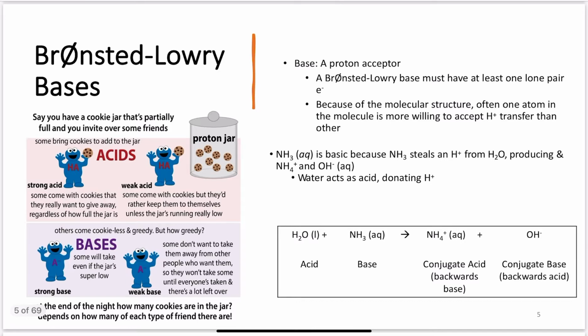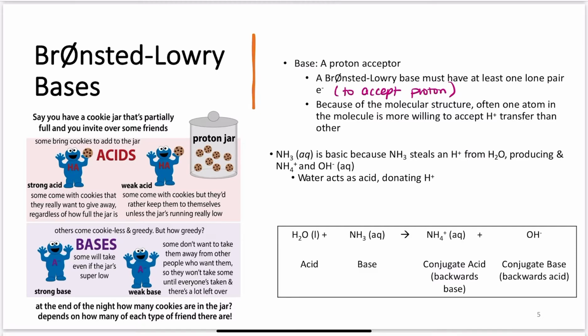So Bronsted-Lowry bases are proton acceptors. A Bronsted-Lowry base must have at least one lone pair of electrons to accept that proton. Remember, the proton is coming in with no electrons. It needs somewhere to bond to. Bonds are formed through sharing of electrons, so I need to put those electrons somewhere. It needs to have a lone pair to allow those electrons to bond. If it doesn't have a lone pair, if it only has bonds, the electrons are already taken up. It cannot bond to another proton. Because of the molecular structure, often one atom in the molecule is more willing to accept the proton transfer than another.